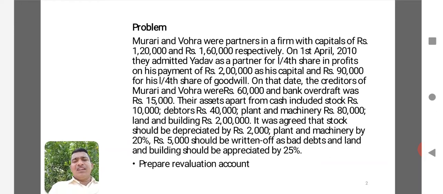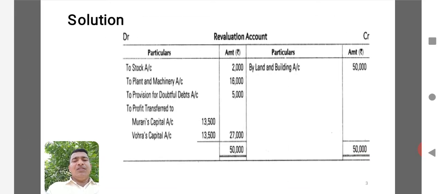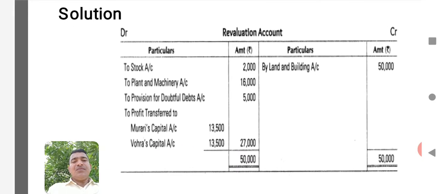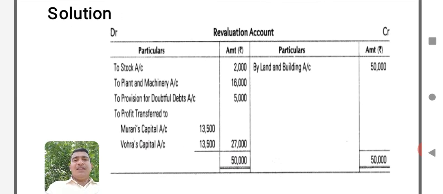Once we record all the transactions relating to this problem, then we can take the balance, and that balance can be carried forward to the partners' capital account. It can be distributed in the old profit sharing ratio. Now the revaluation account is prepared. It is on the screen now.